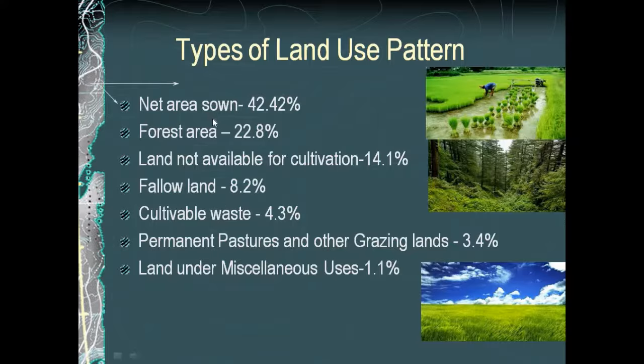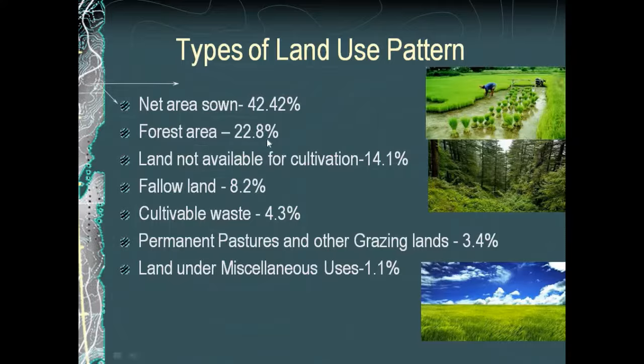Net area sown. It includes the land that can be used to cultivate crops. Nearly 42.42% of the land area comes under this one. This net area sown is not evenly distributed. It is highest in proportion in Punjab, Haryana, West Bengal, Uttar Pradesh and Kerala. It is least in the northeastern states because they are covered with forest and hilly region, and medium in other states.